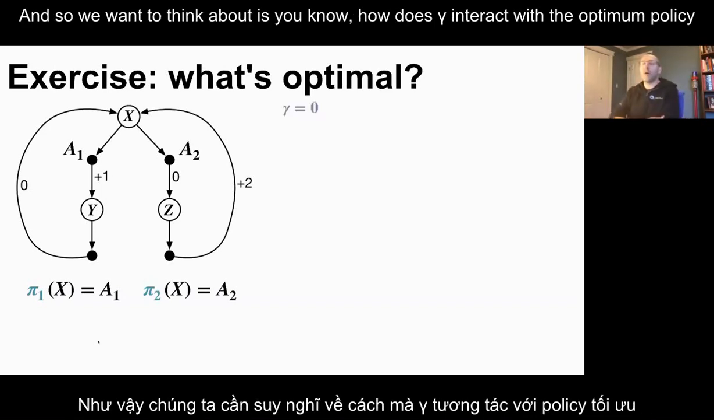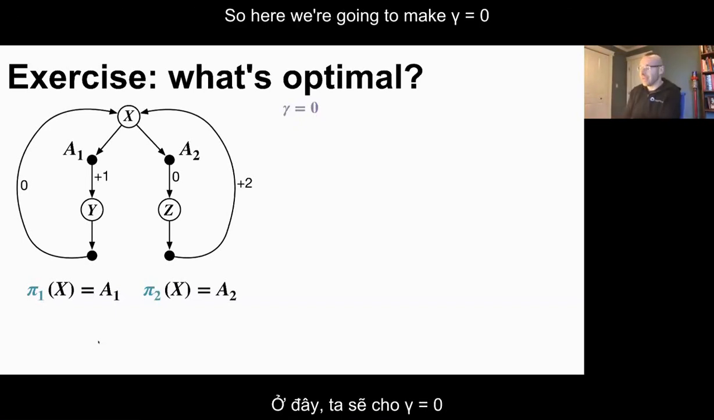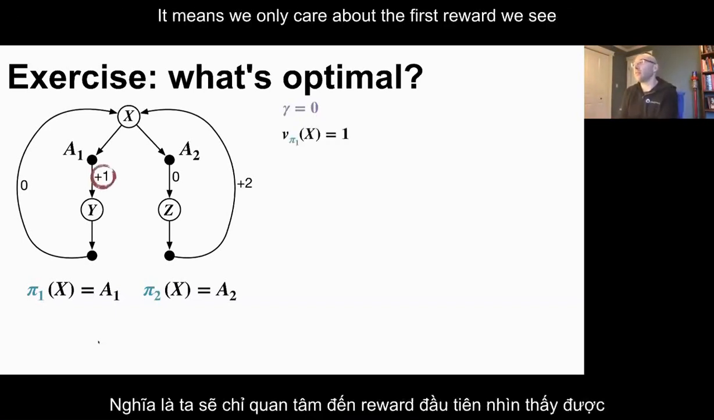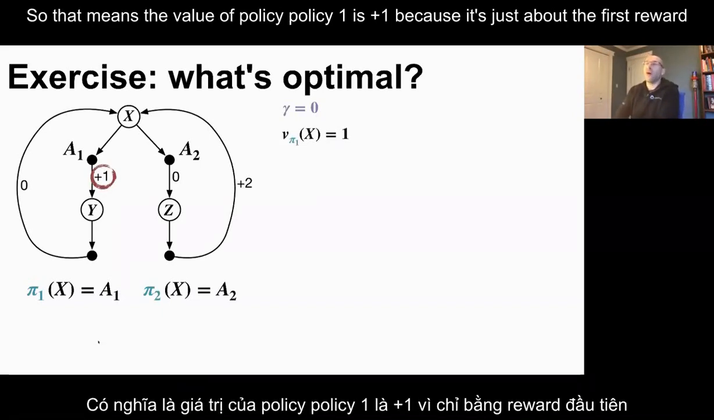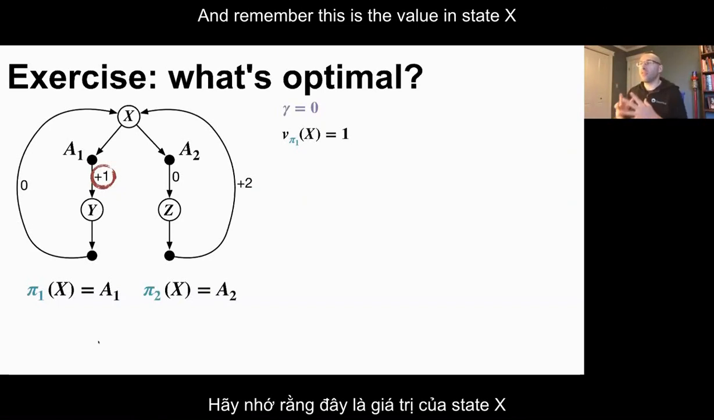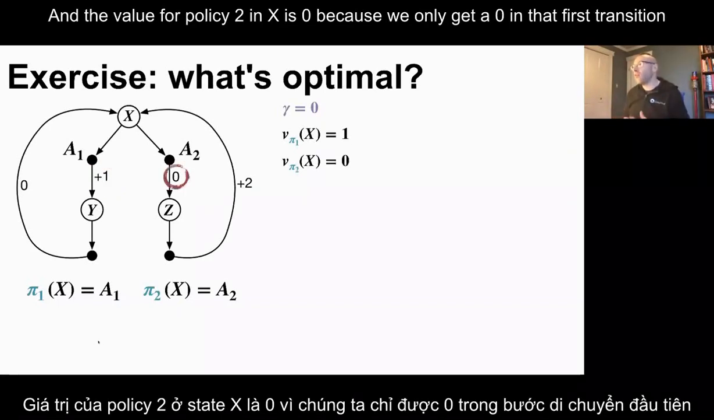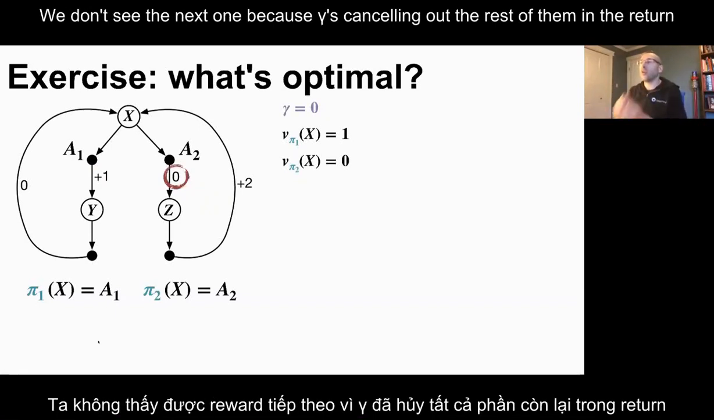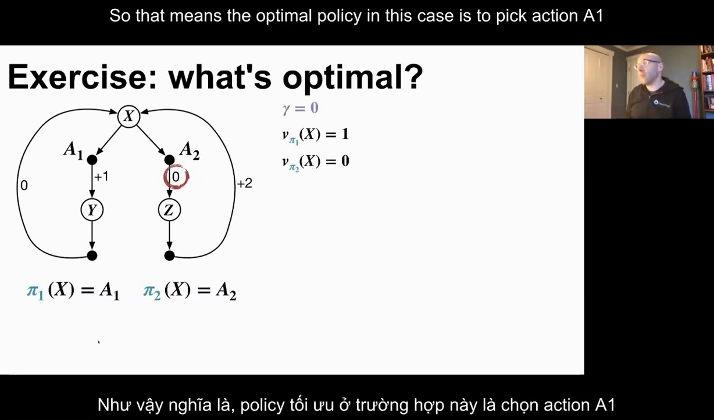And so what we want to think about is, how does gamma interact with the optimal policy? So here we're going to make gamma 0. So what does that mean? It means we only care about the first reward we see. So that means the value of policy 1 is +1 because it's just about the first reward. And remember, this is the value in state X. And the value for policy 2 in X is 0 because we only get a 0 in that first transition. We don't see the next one because gamma is canceling out the rest of them in the return. So that means the optimal policy in this case is to pick action A1.